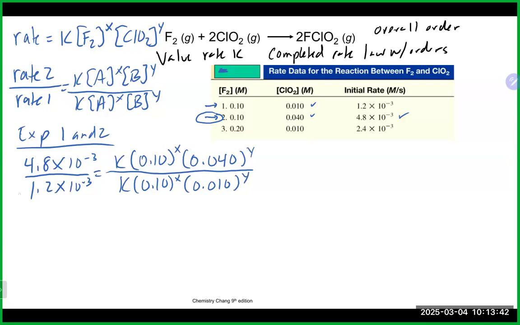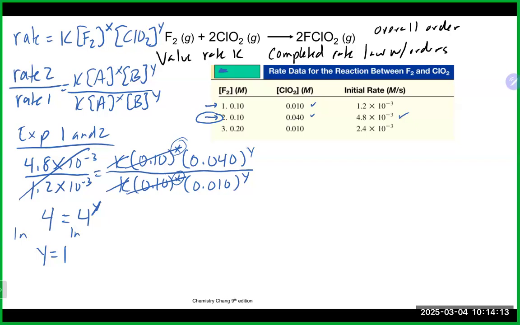Now doing our math here, that's going to give me 4. Once again, I don't know what the value is, but it should be the same for the rate constant. I don't know what the value of X is at this point, but it should be the same for both of them, which means they should cancel out. And that's going to give me a 4 to the Y. Once again, you could probably just see that Y is equal to 1. But if you're not sure, just take the natural log of both sides and divide it out, and it'll get you there.